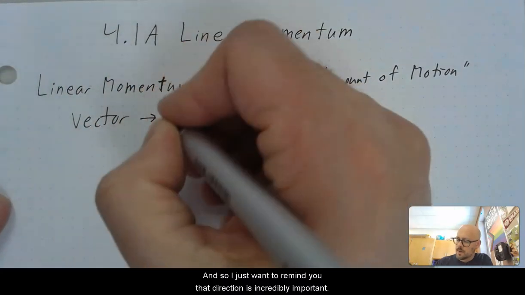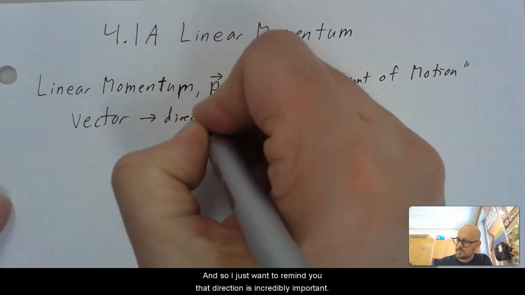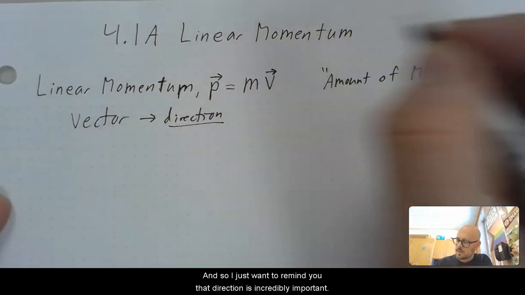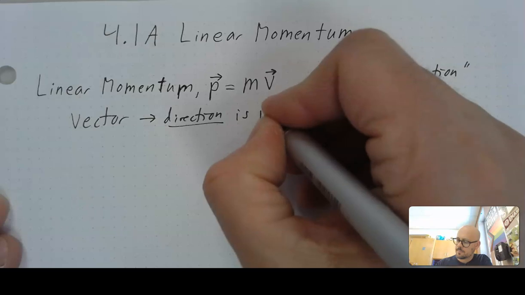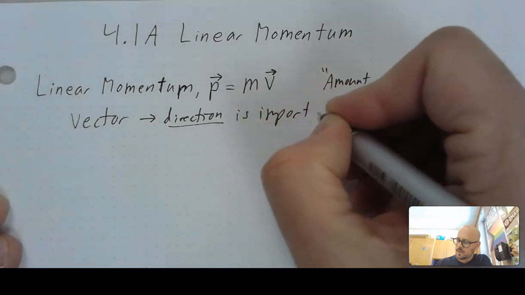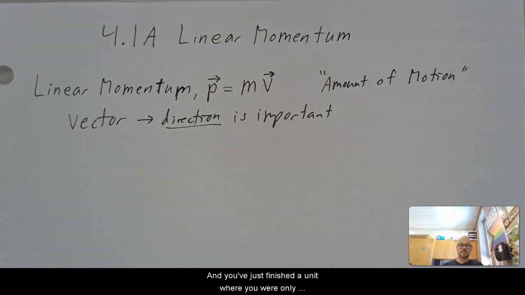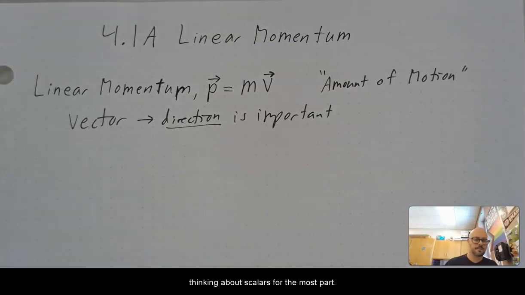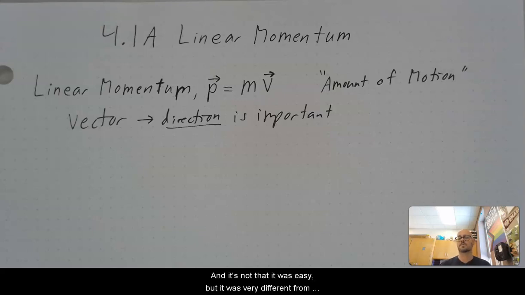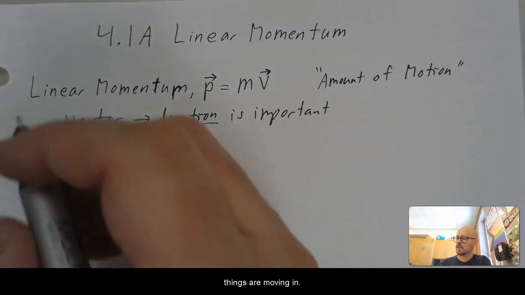Anyway, let's move on. Because of the symbol, you know that momentum is a vector. And so I just want to remind you that direction is incredibly important. And you've just finished a unit where you were only thinking about scalars for the most part. And it's not that it was easy, but it was very different from when you worked with forces and projectile motion. So now that we're back in the world of vectors full time, you want to pay close attention to what direction things are moving in.